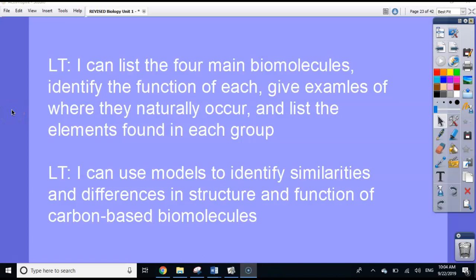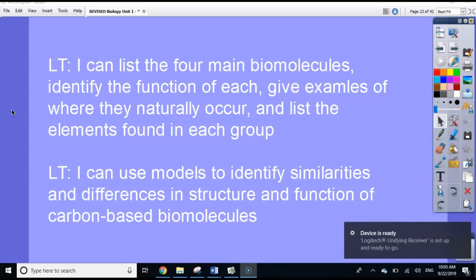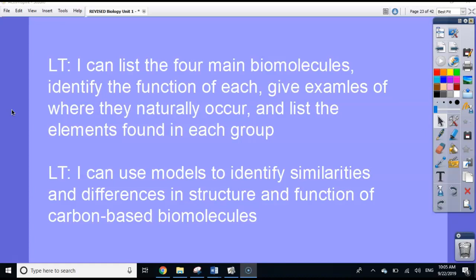Hello everyone. We are not going to do a warm-up today since I am not here. So instead, what I need you to do is get your notebooks out and flip to the front part where you have your notes. Okay, so these are the learning targets.